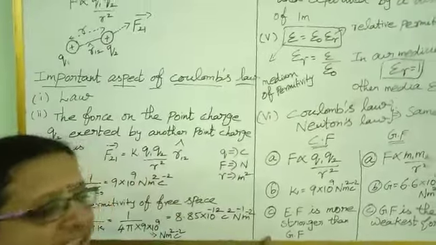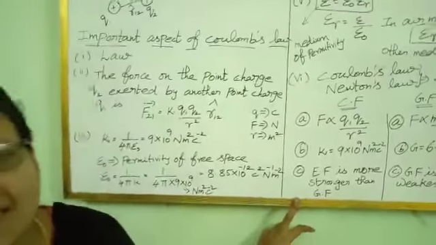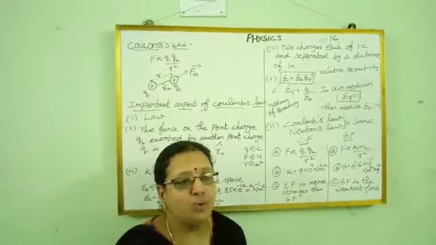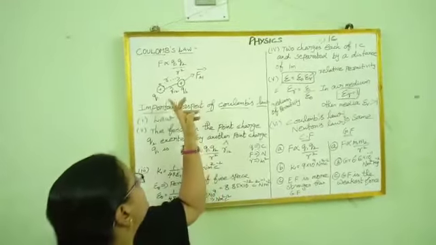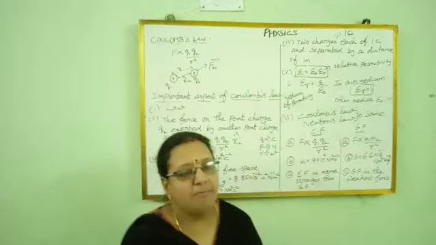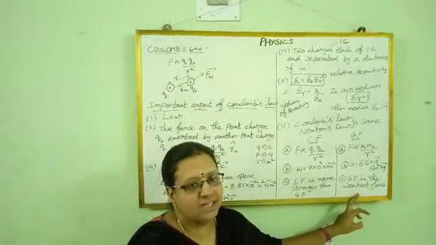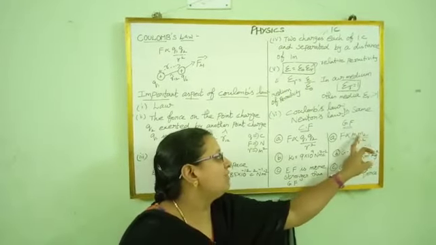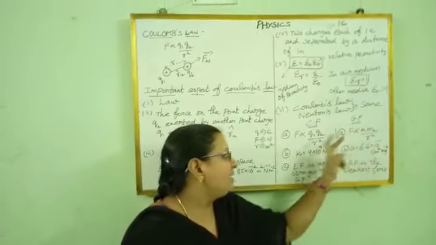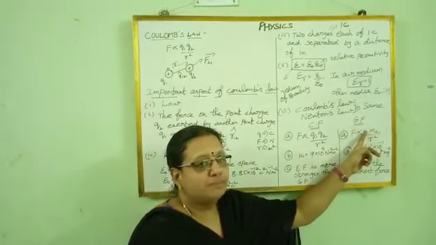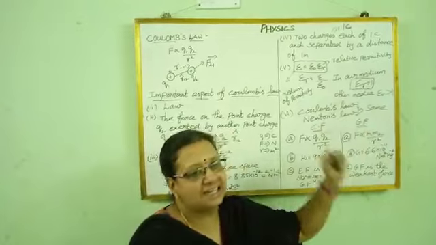And then next, the fourth point. Two charges can be attractive or repulsive depending upon the nature of the medium. This is the fourth point. Here, two masses are always attractive. Here charges can be repulsive or attractive, but two masses are always attractive.